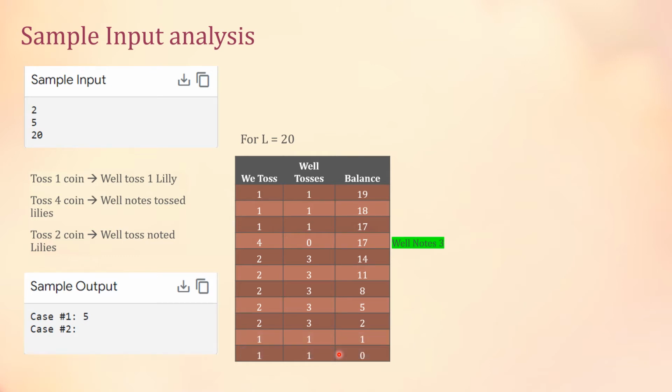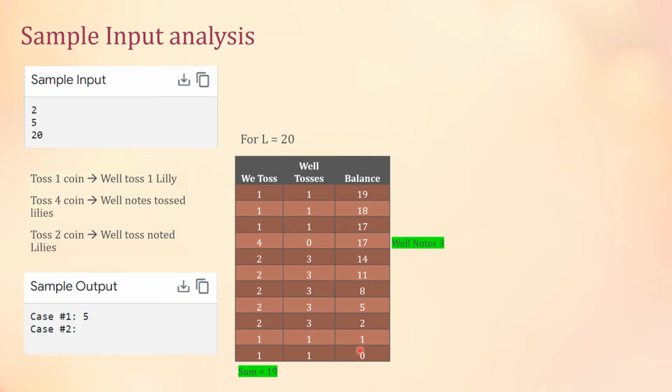So we get one lily each, and the balance will be one lily here, and finally we have no lilies left in the well. Okay. And if we try to add this up, it will become 19. So it's not the optimal solution. This is just an example of how this works.